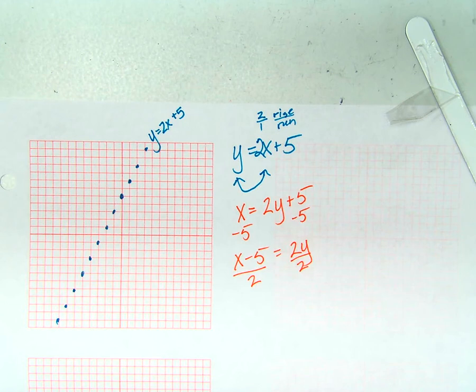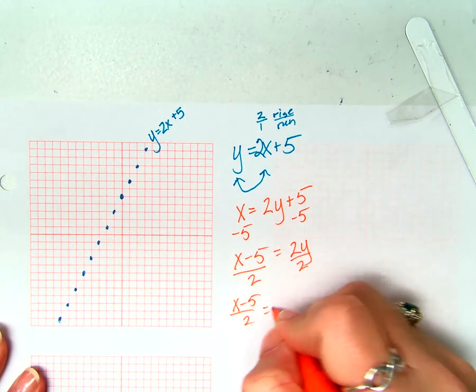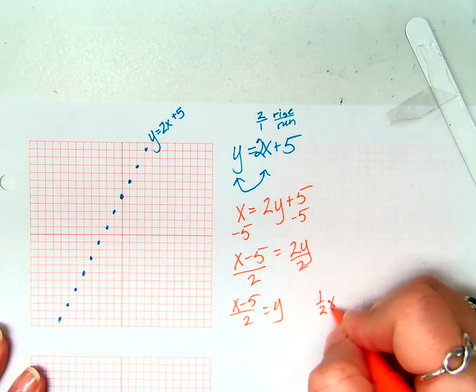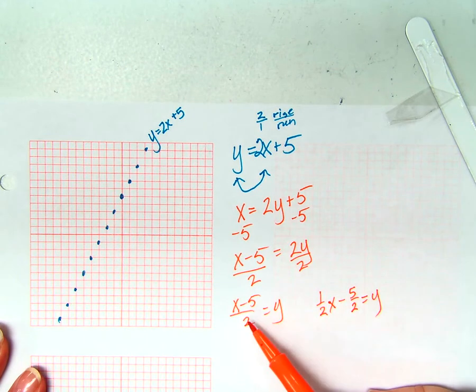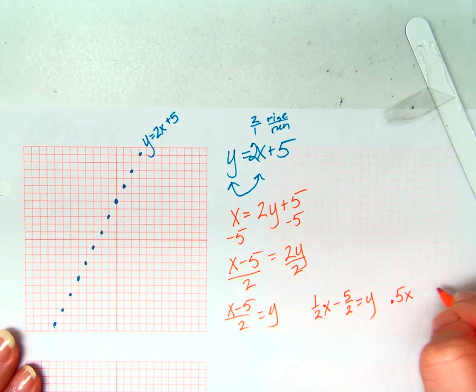Here's a better question. Is there only one way to write my answer? I can think of 3 just off the top of my head. 6 if you want to be argumentative. I could write x minus 5 over 2 equals y. I could write 1/2 x minus 5 halves equals y, right? If I divided each of them by 2. I could say 0.5x minus 2.5 equals y.